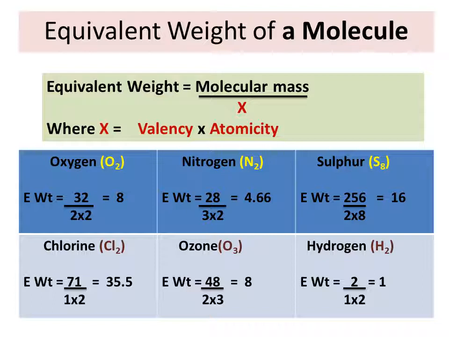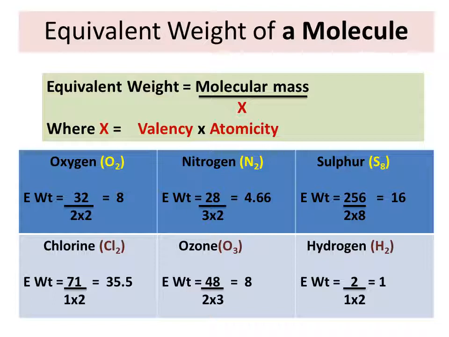So again come to nitrogen. We know that the nitrogen molecule's formula is N2. So atomicity of nitrogen in the nitrogen molecule is 2, valency of nitrogen is 3, and molecular weight of nitrogen is 28. So let us put that. Molecular mass is 28 divided by 3 valency into 2 atomicity. So 28 upon 6, and that comes out to be 4.66. So this is the equivalent weight of nitrogen in nitrogen molecule.